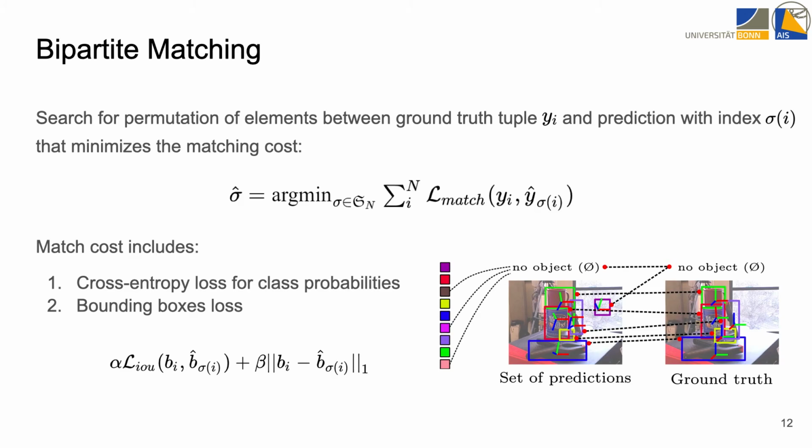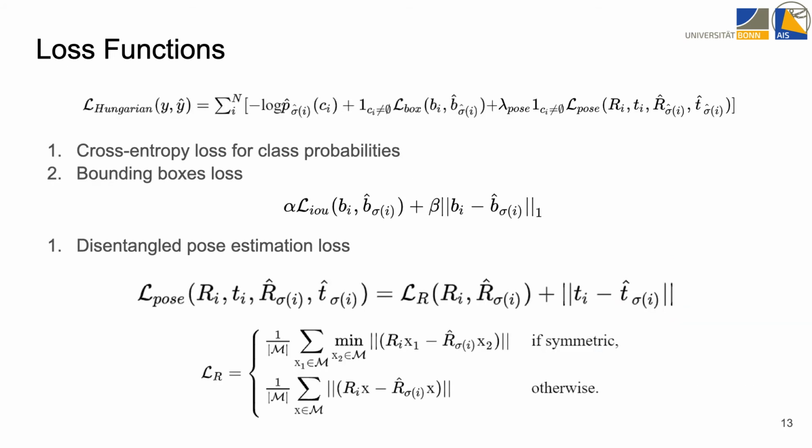We perform bipartite matching to match the predicted set y hat by our model with the ground-truth set y. We search for the permutation of elements between these two sets, sigma, that minimizes the matching cost. The matching cost has 2 parts: the cross entropy loss for class probabilities and the bounding boxes loss. The bounding boxes loss is a linear combination of generalized IoU and L1 loss.